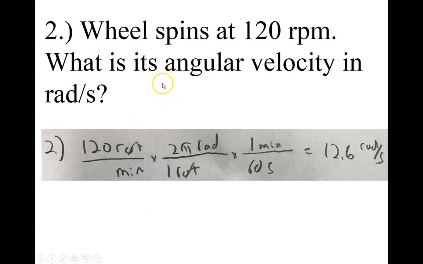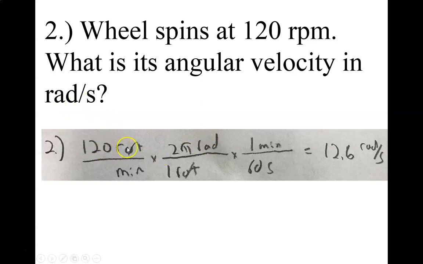So a wheel spins at 120 RPM. What is its rotational velocity in radians per second? Again, we want to take our RPMs, rotations per minute, and convert that into the preferred method, which is radians per second, which is something that you'll be doing in the homework and probably on the test.